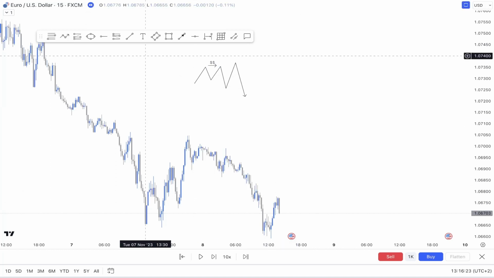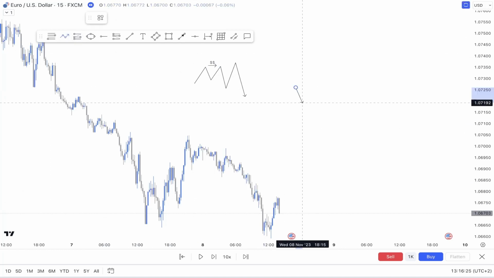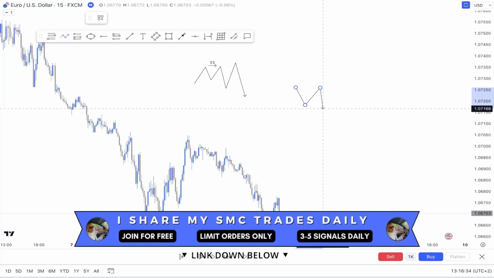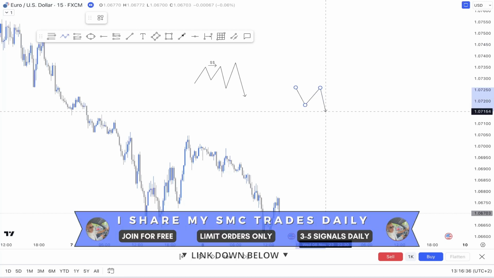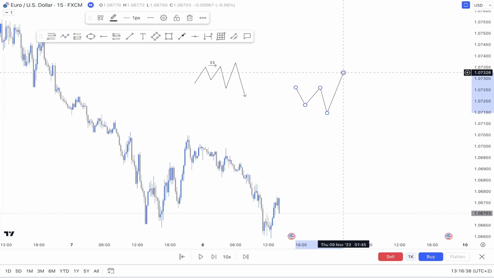Same with the opposite, with the sell side liquidity. I didn't understand that there's liquidity sitting below this low, and that price will tend to go below it, sweep it, and then head higher.